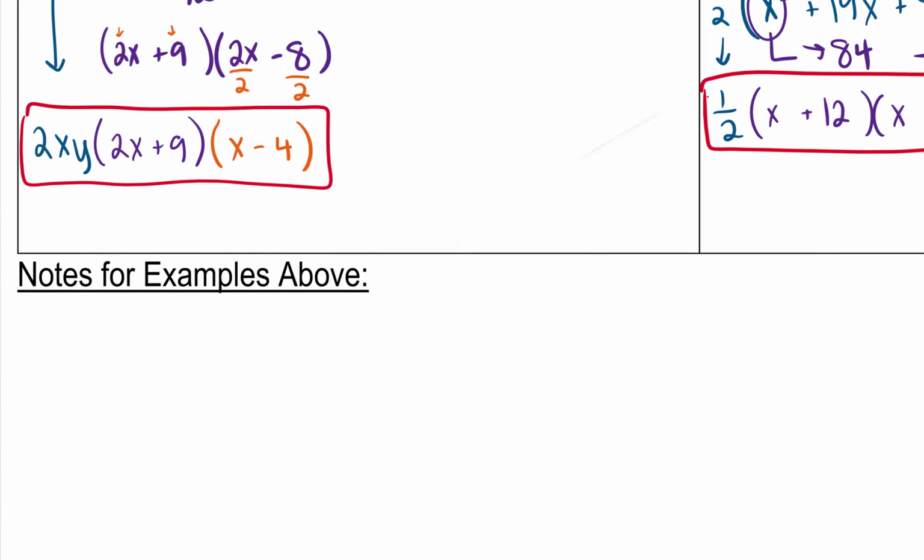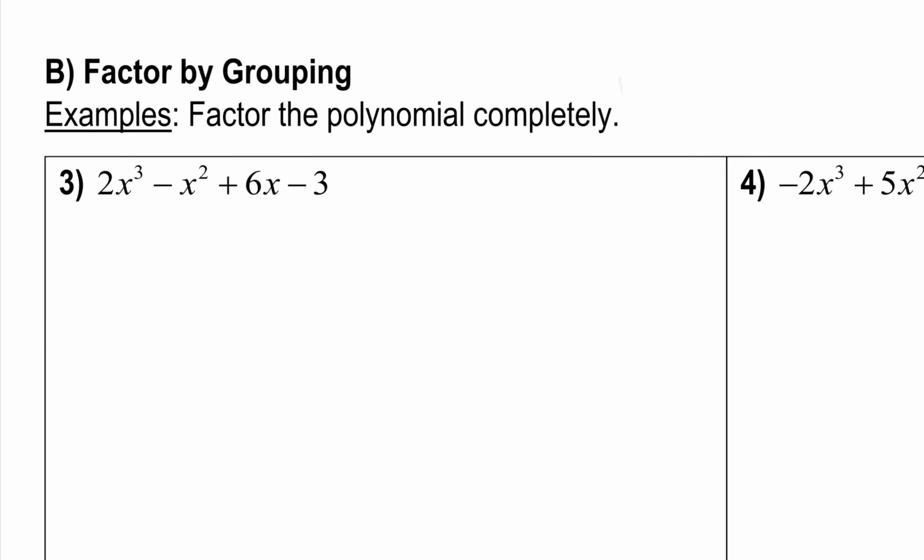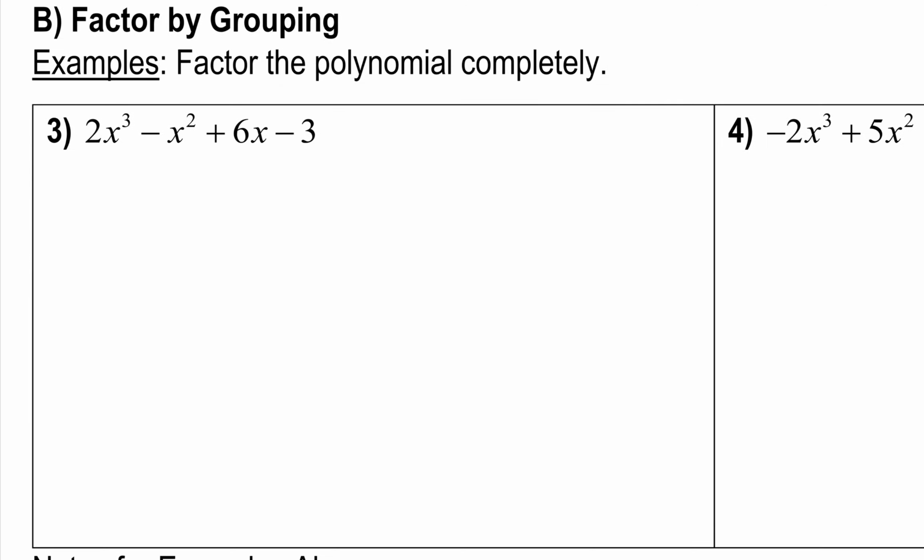Alright, moving on to the next one. Factor by grouping. Notice now I have 4 things. This might look terrible, but I promise you it's not that bad. Okay, so factor the polynomial again completely. Some we might have a few more steps than others, it just depends.